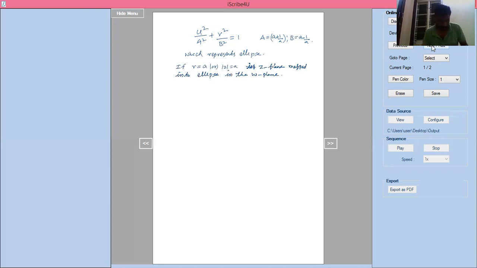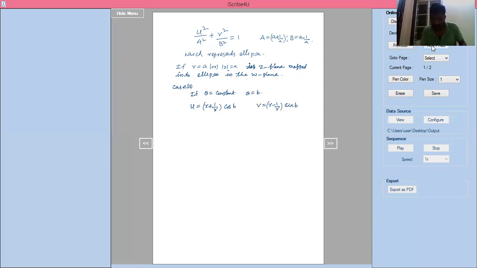Suppose case 2. Case 2 is nothing but theta equal to constant. If theta equal to constant, what will happen? We can see here, if theta equal to constant, that is theta equal to b. Now I can write u equal to r plus 1 by r into cos theta, where cos theta is cos b, and v equal to r minus 1 by r into sin theta, where theta is b.